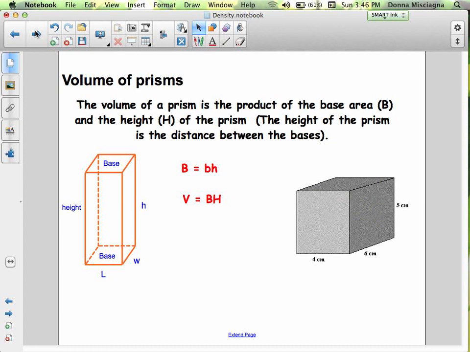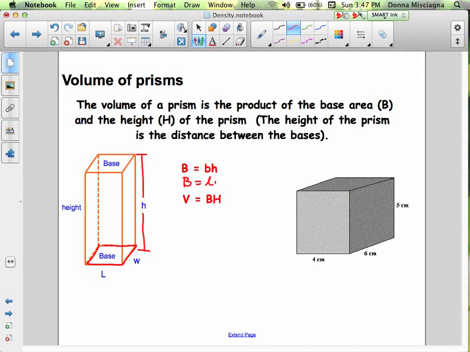So for instance, on the one on the left, if the bottom is the base, the top is the opposite base, and the height is the distance between those two bases. The area of the base, I like to call little b and little h: the base length times the height of the base. On this one on the left, it is labeled with L and W, so the area of the base would be the length times the width.